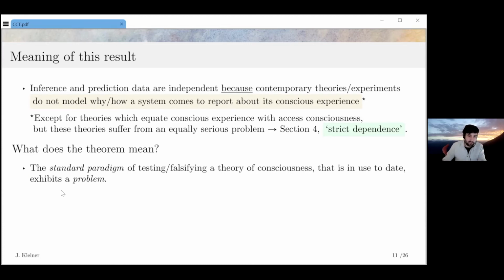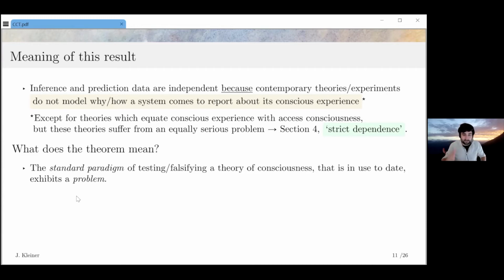Well, as already said, the standard paradigm of testing and falsifying a theory that is in use today exhibits a problem. And a way to say that very clearly is as follows. If you do an experiment, you test the theory of consciousness and you do not arrive at a falsification, so for the sake of this discussion, we can say you corroborate the theory. I hope that's the right word. So you confirm the theory.